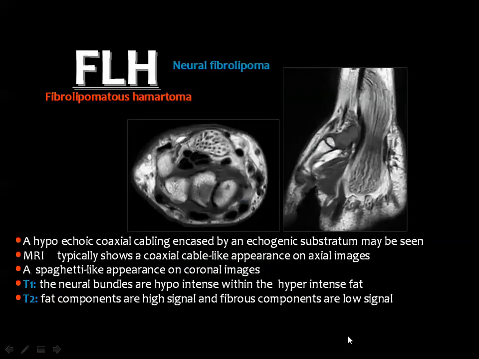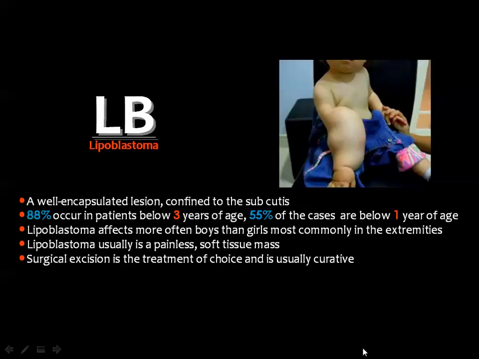Then the fibrolipoma has a very, very characteristic appearance. The nerve is markedly enlarged, and it shows the appearance of a cable-like structure in the axial image, with the black dots representing the nerve fibers, and the hyperintense signal background represents the fat. And in the coronal or sagittal images, it has an appearance which is usually referred to as a spaghetti-like appearance because the nerve fibers are black and the major component of the lesion is bright.